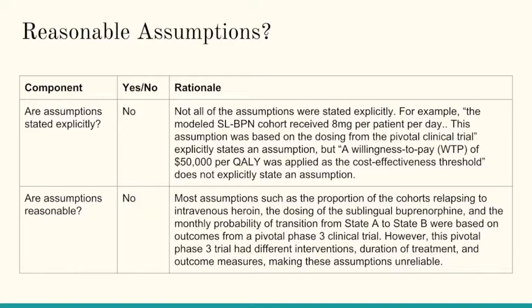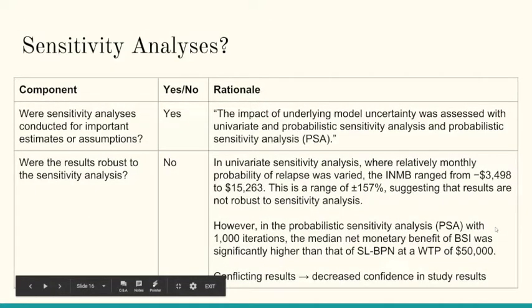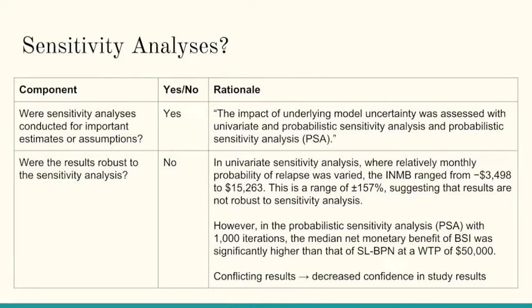The second component is if the assumptions are reasonable. Most assumptions were based off of outcomes from a pivotal phase 3 clinical trial. However, these assumptions were unreliable and unreasonable as the trial itself had different interventions and duration of treatment as well as outcome measures. We also looked into the sensitivity analysis of the article. The first component assessed if the sensitivity analyses were conducted for important estimates or assumptions.